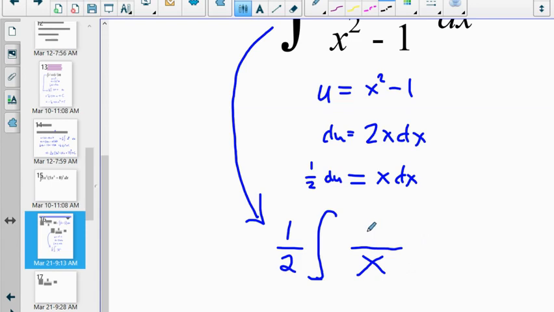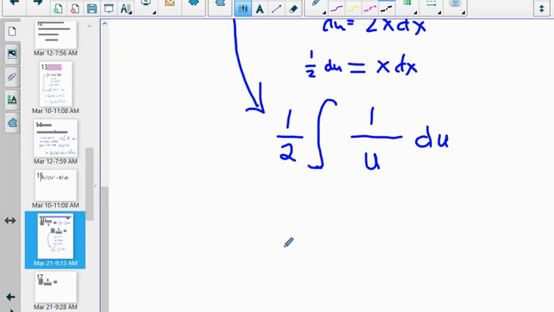Sometimes you'll see in a textbook it'll be du over u. Sorry about this. I'm replacing x squared minus 1 with u. I could say that the du is in the numerator. Du over u is a fairly common notation. If you're not comfortable with that, you can just call it 1 over u du. Just don't forget the 1. You can't have nothing as a numerator of a fraction. And then there we go.